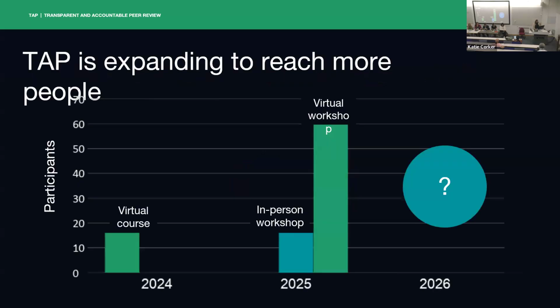So 2024 was our very first pilot. There were 16 people involved. This year, how we're doing it is we're offering it twice: once as an in-person workshop with a smaller cohort of 16 people, and then a virtual workshop that will have 60 participants. And we're hoping, of course, to grow and expand even more in 2026.